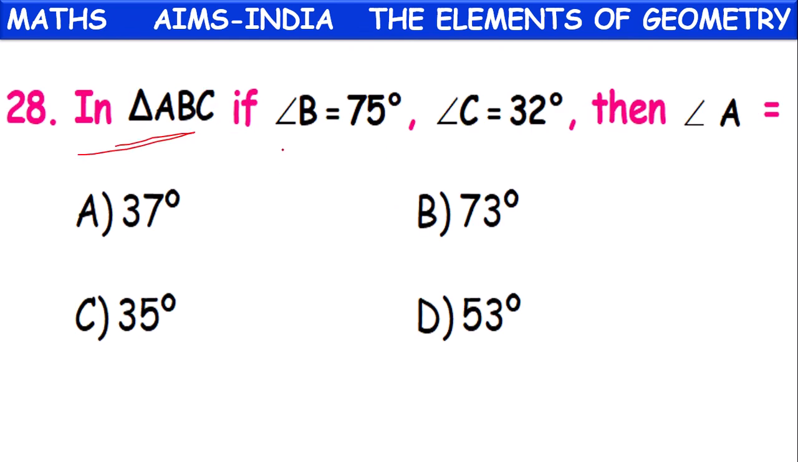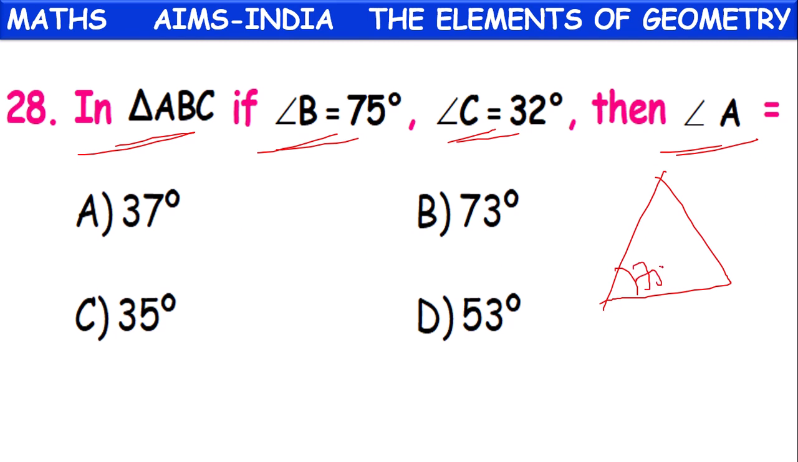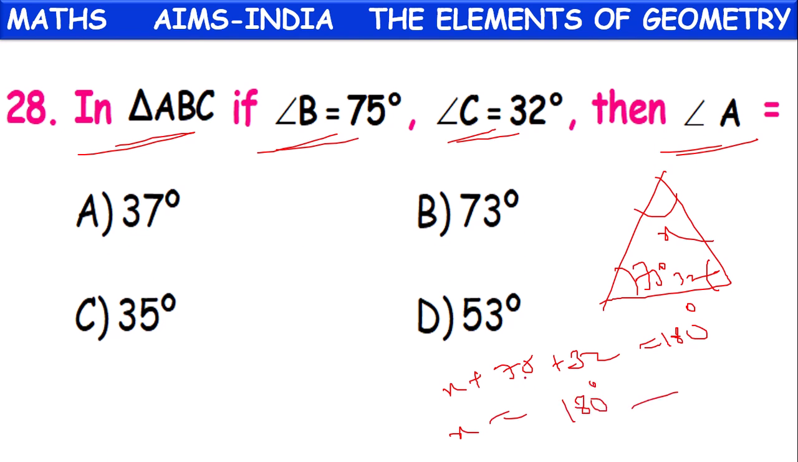In triangle ABC, if angle B is 75 and angle C is 32, then angle A is how much? Sum of three angles: one is 75, one is 32, another one let it be X. So X plus 75 plus 32 equals 180 degrees. Then X equals 180 degrees minus 107. So 180 minus 107, how much? 73 degrees. So 73 degrees is the correct answer.